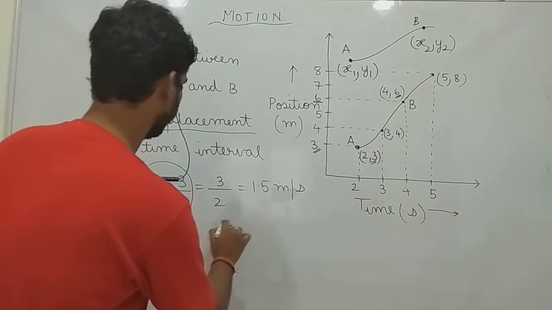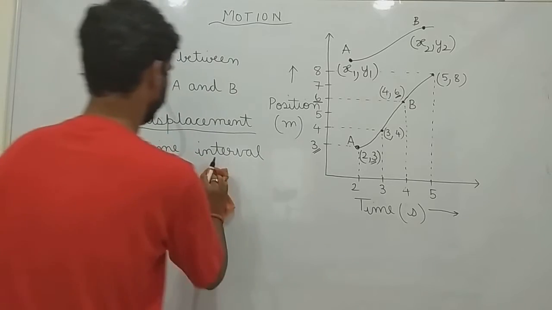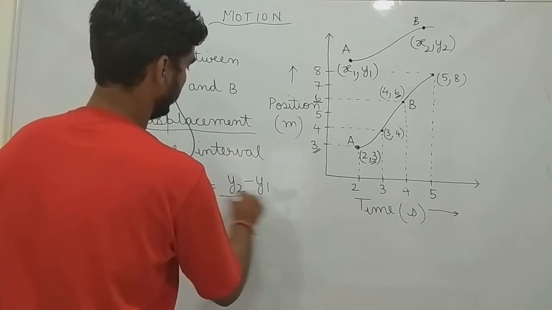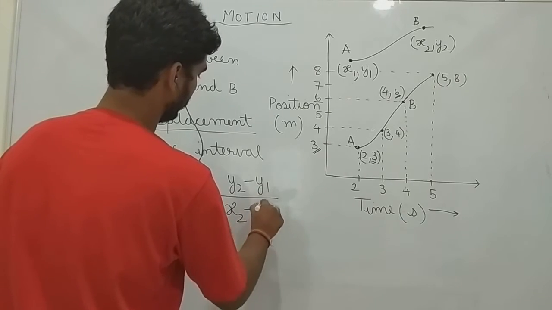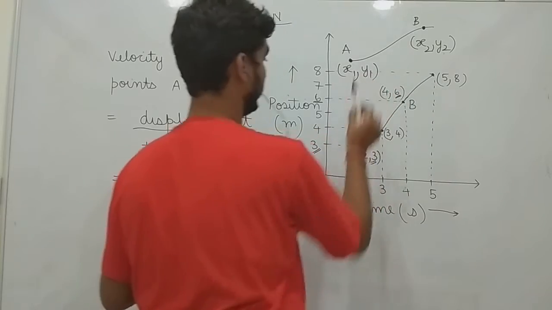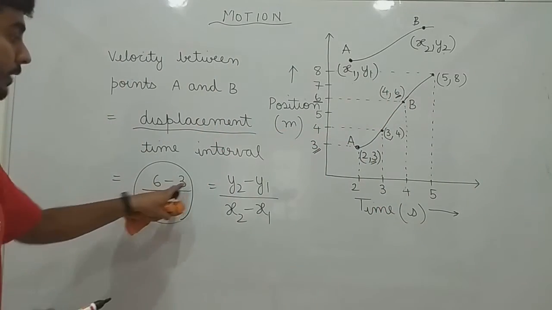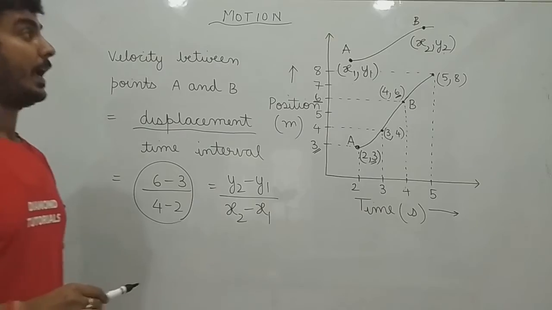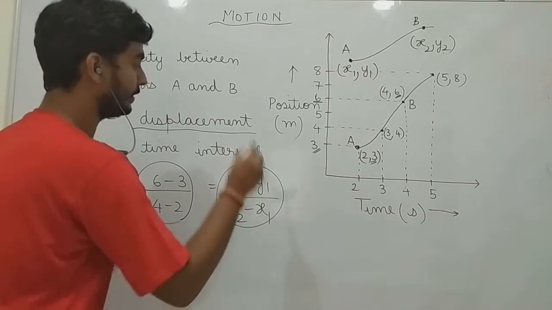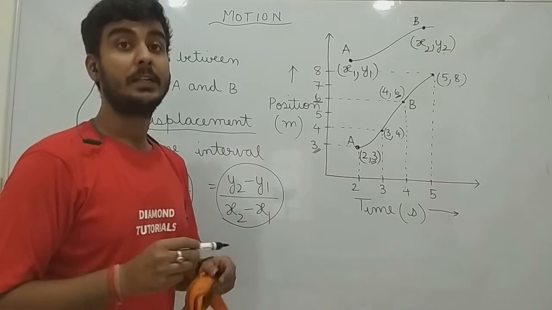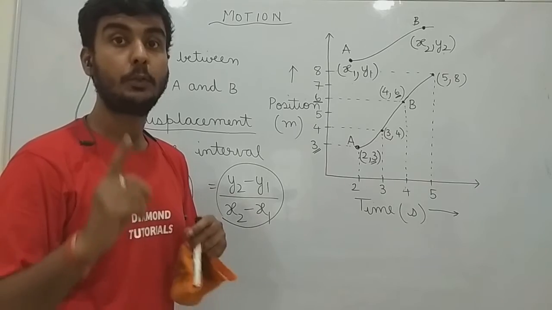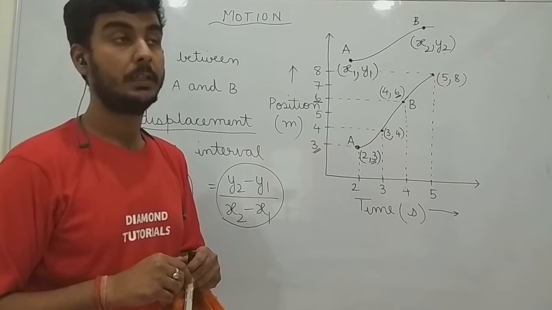So we can write it as, let me rub it out, no problem. It is y2 minus y1 divided by x2 minus x1. And if you remember, this formula resembles something. This formula resembles the formula to find the slope of a straight line between 2 points whose coordinates are known.